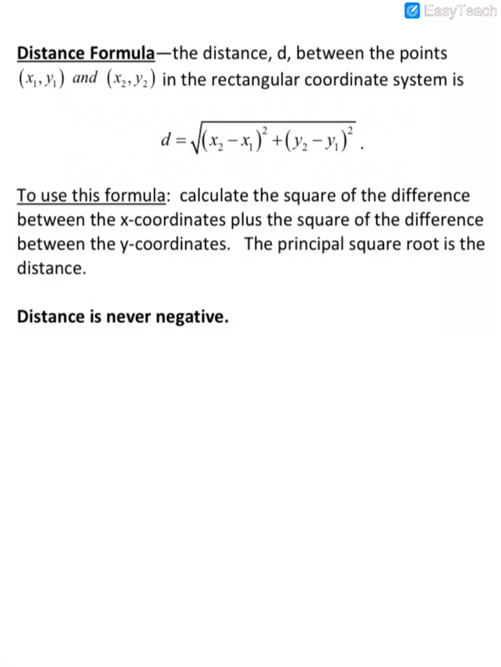The distance formula is used to find the distance between any 2 points on the rectangular coordinate system. And that formula is d is equal to the square root of x sub 2 minus x sub 1 squared plus y sub 2 minus y sub 1 squared. Whenever we use the distance formula, we're always going to use the principal square root or the positive square root because, of course, distance can never be negative.